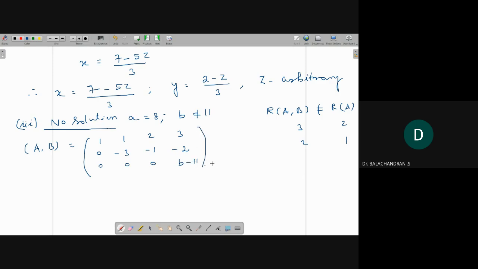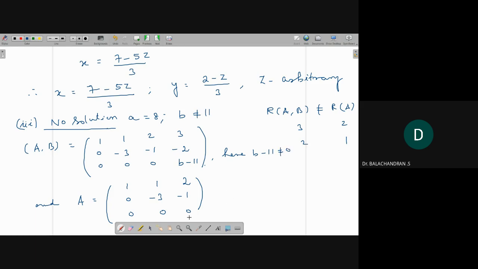Okay. And I'll write the matrix A also. That is 1, 1, 2, 1, 1, 2, 0, minus 3, minus 1, 0, 0, 0. Okay. So here b minus 11 is not equal to 0.